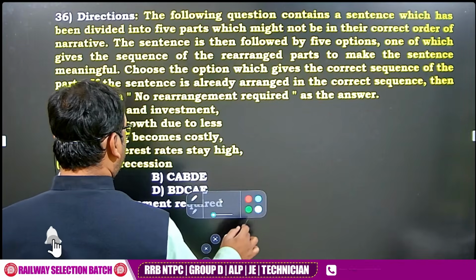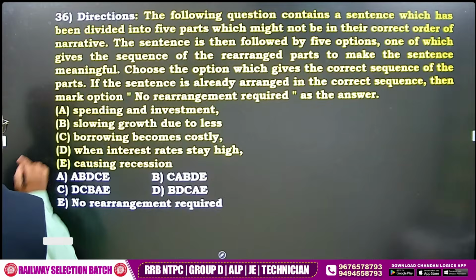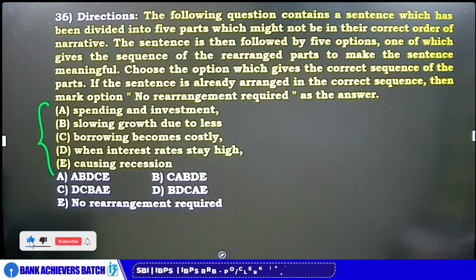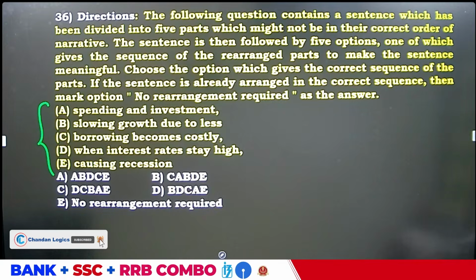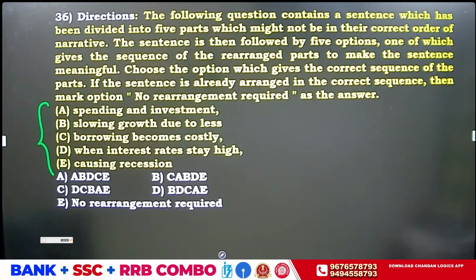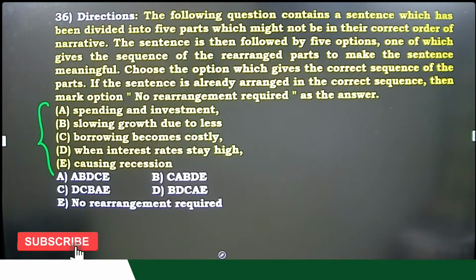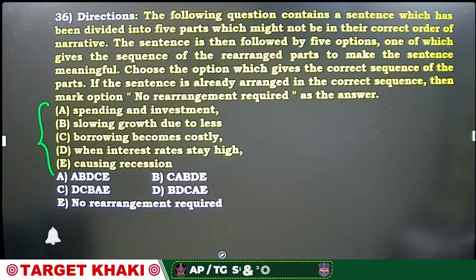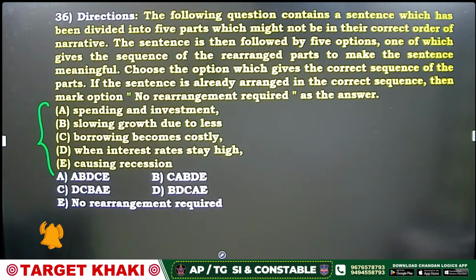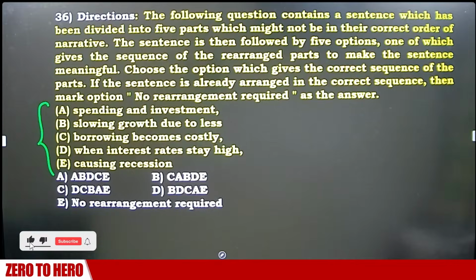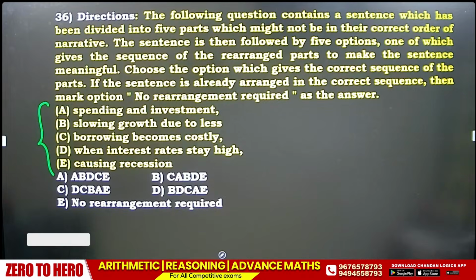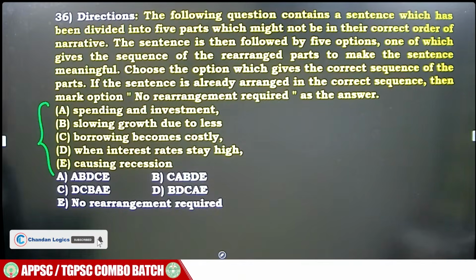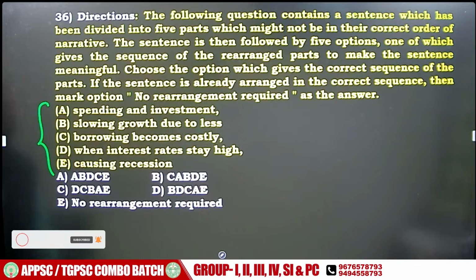Let me go to question number 36. I think now we are talking about simple jumbled exercises. Easy level jumbled. Guys, can you get me the answer fast? Answer please, fast. Yes, easy question.